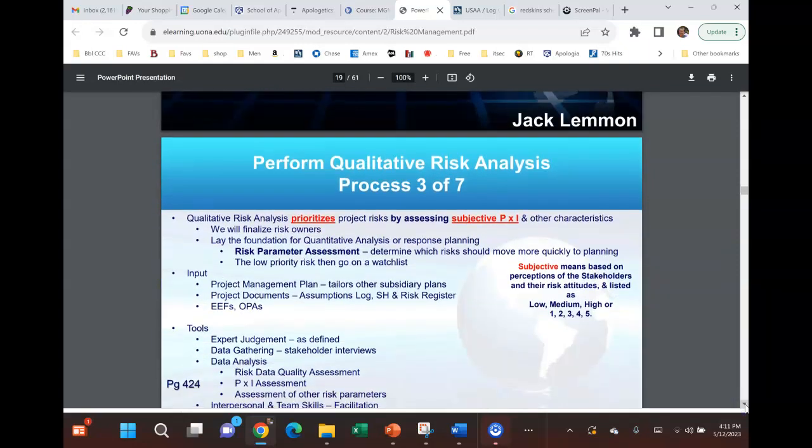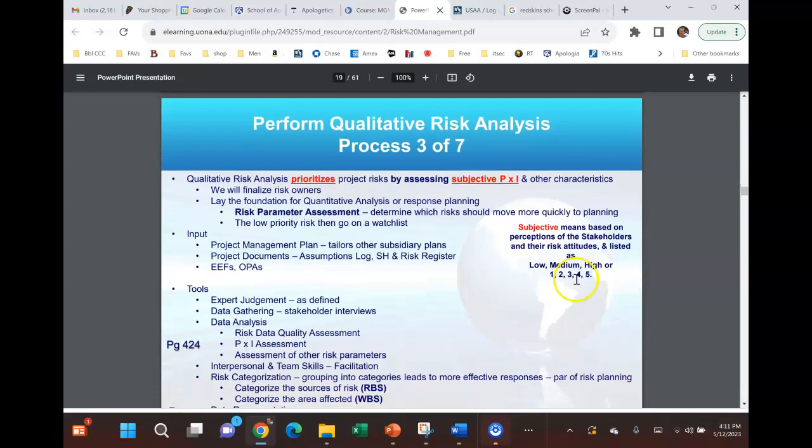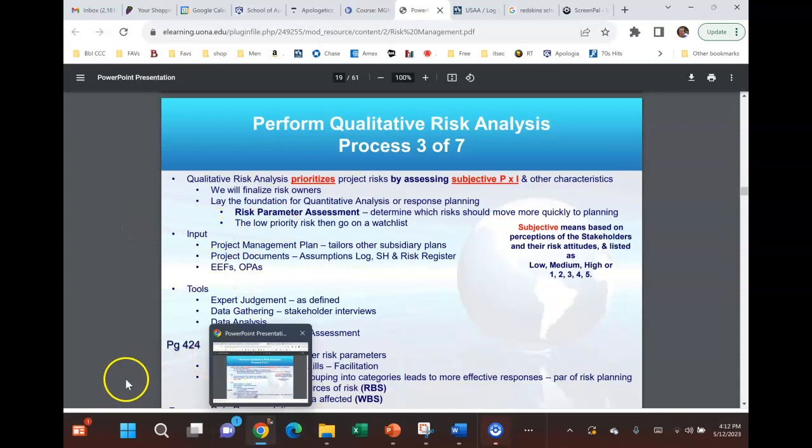Okay, I am going to take a break there, and then we're going to come back and finish up in the short version with qualitative risk, quantitative risk, and planning and monitoring. Okay, thanks.